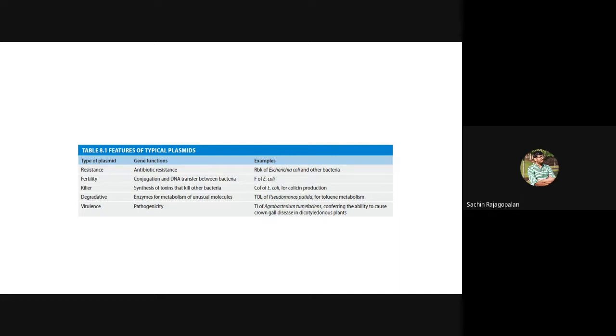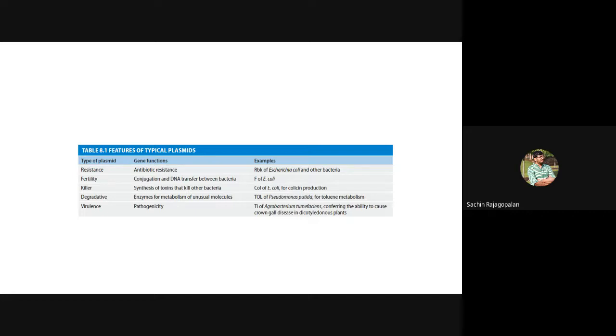Other than this, there are killer plasmids, wherein they synthesize chemicals or toxins to kill other competing bacteria. We call them killer plasmids because they encode chemicals like bacteriocins so that the competing bacteria can be destroyed. They can be killed.